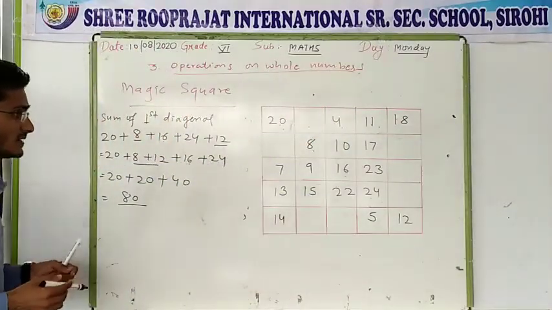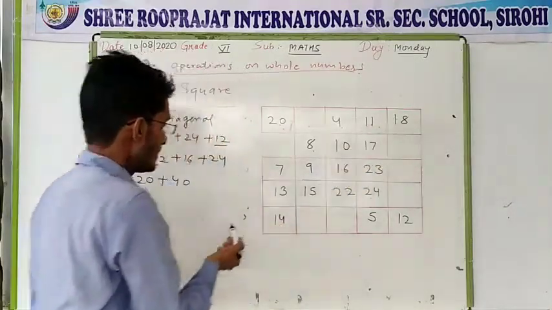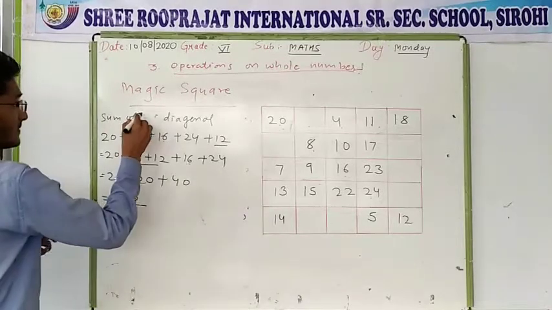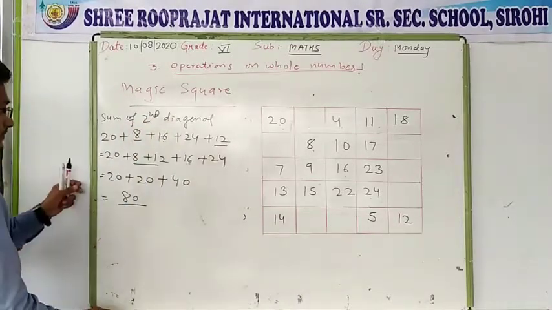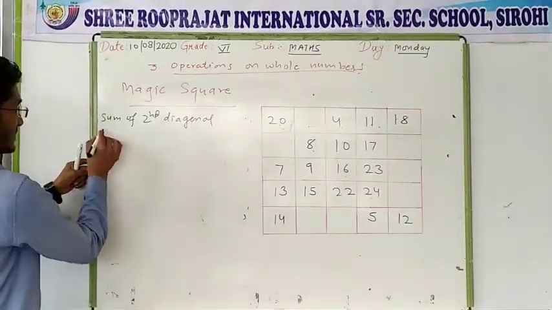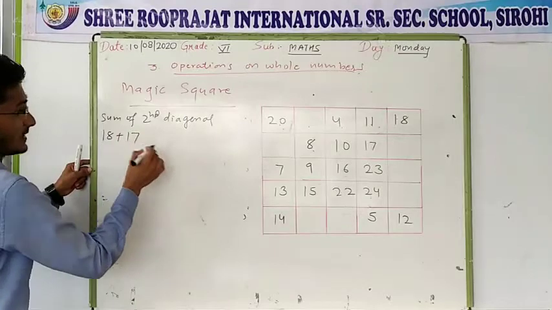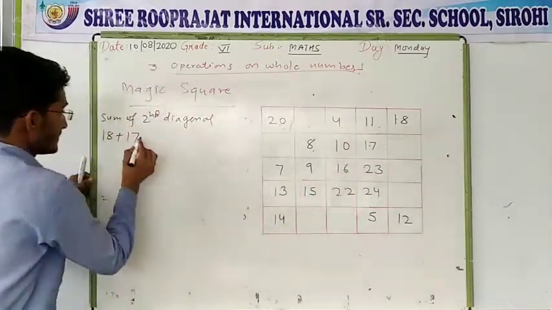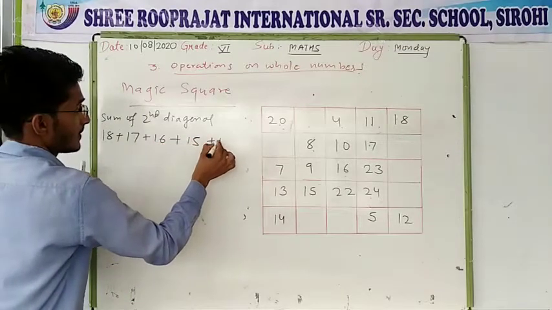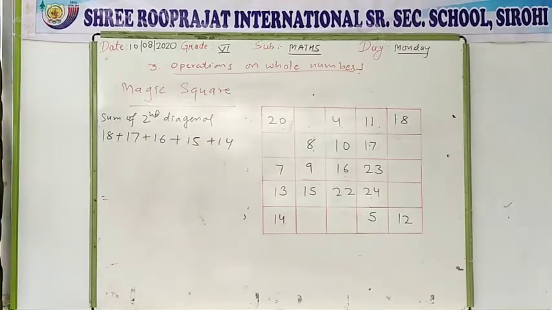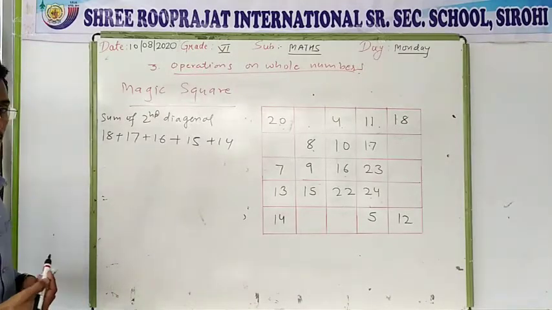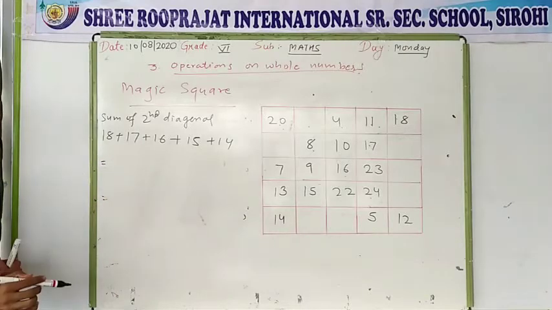If you want to try with another one, like the next diagonal, the second diagonal, it starts from 18. The next ones are 17, 18, 17, 16, then 15, and then 14. If you want to make it easier, you can. If something is not given in that way, you can simply add like before.